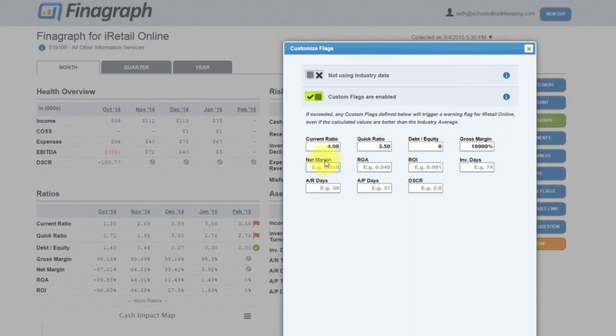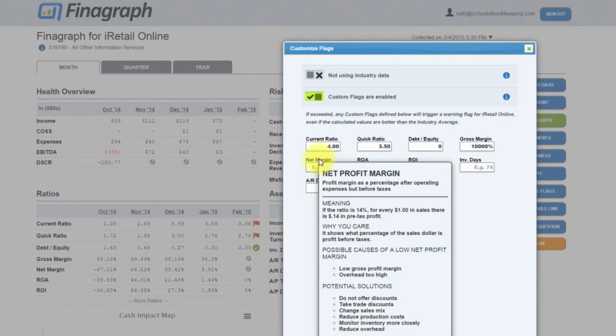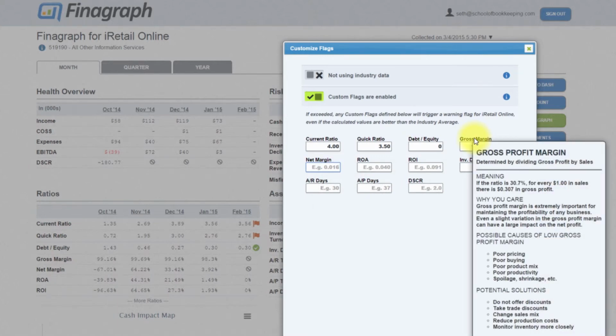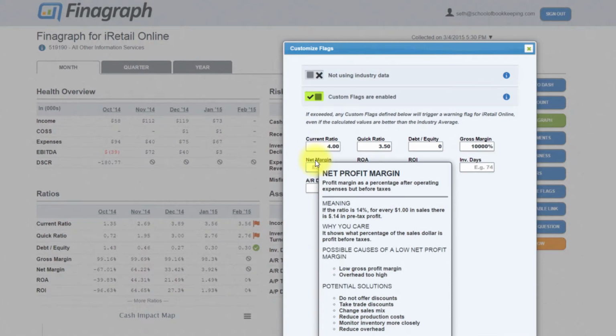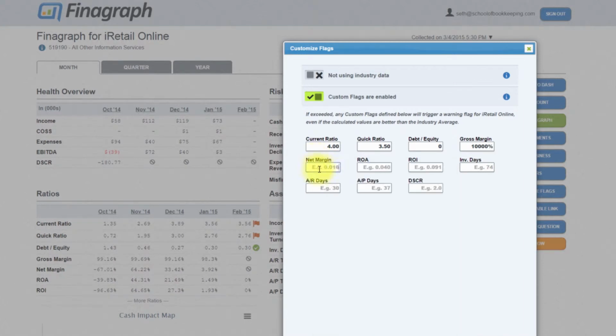The net margin, again, move your mouse over if you don't understand what that means. What's the difference between the gross profit or the gross margin and the net margin? Right, let's go back here. Gross profit margin is determined by dividing gross profit by sales. Net margin is profit margin as a percentage after operating expenses but before taxes. So I may not care about this. To be honest, in a lot of cases, I don't care about what the net margin is. I'm much more interested in the gross. But you can certainly look at this. We have a net margin as of January of 3.92. So let's say that we want to get this up to 5%.